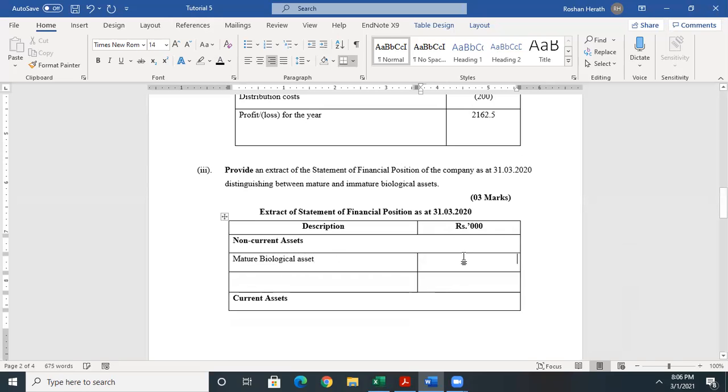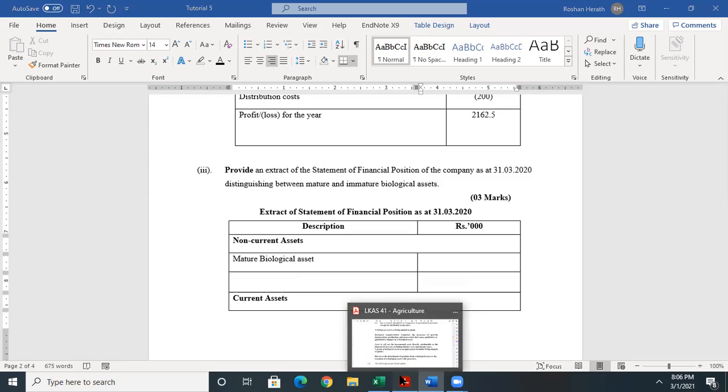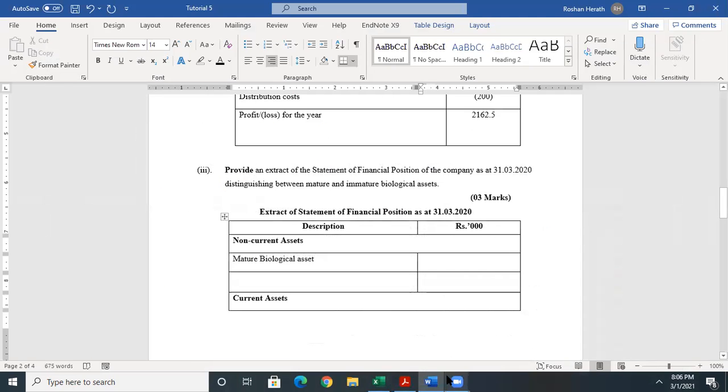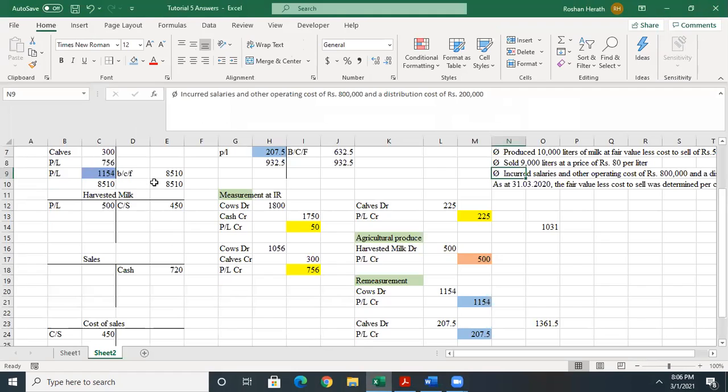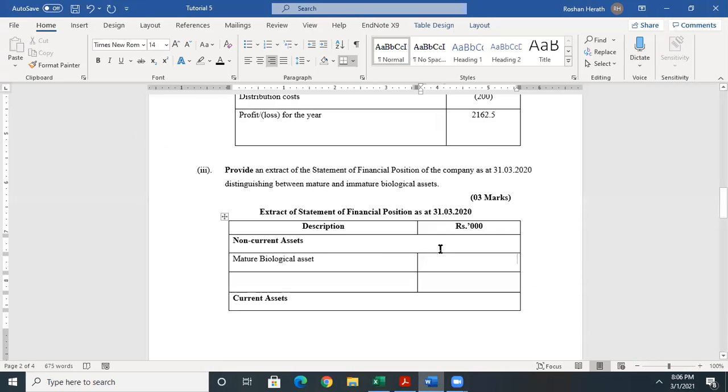So there you have how much mature biological asset. We valued them. It was 8,510. It's 8,510. And then you have the immature biological assets. It's about the calves. It's immature biological assets.